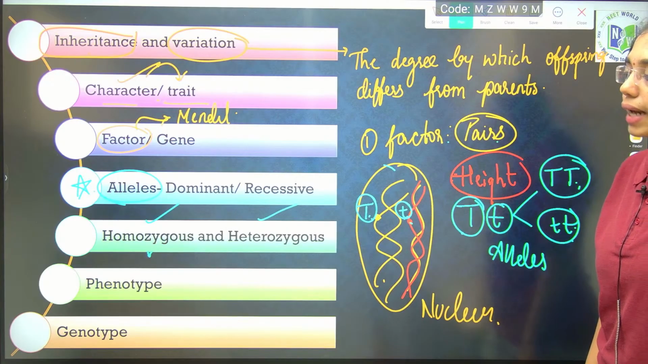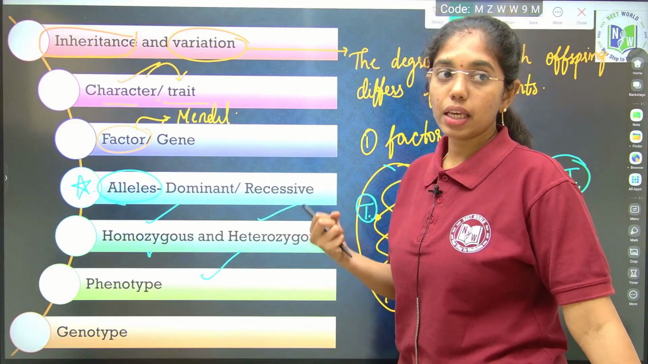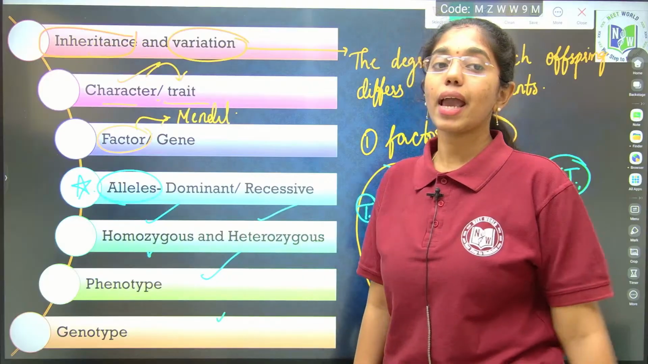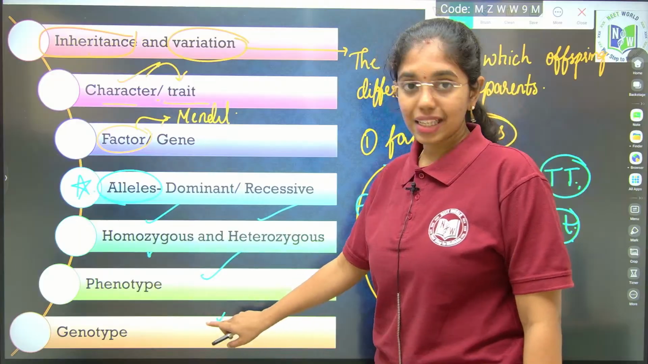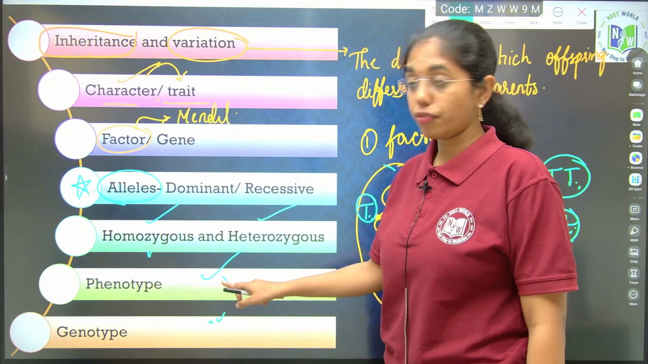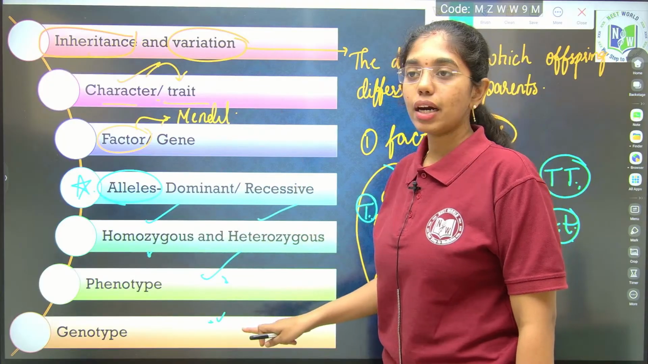Clear, right? And then phenotype is the physical appearance that is easily noted. Genotype is the genetic expression of an individual. The genetic expression of a trait is genotype. The physical expression of a trait is known as phenotype. I hope all the terminologies we are using here are clear to you.